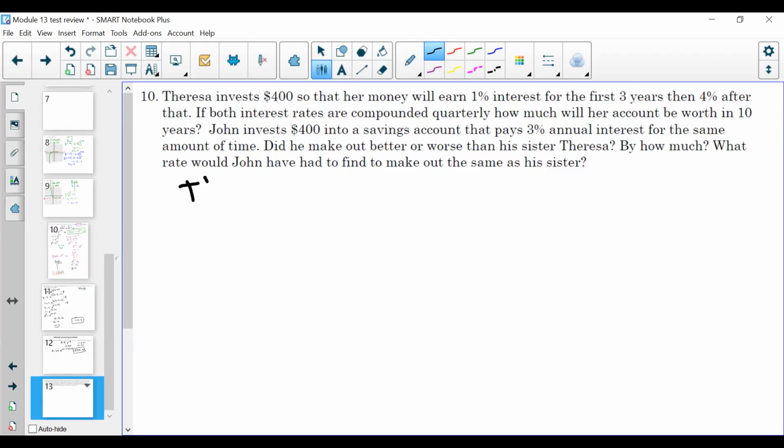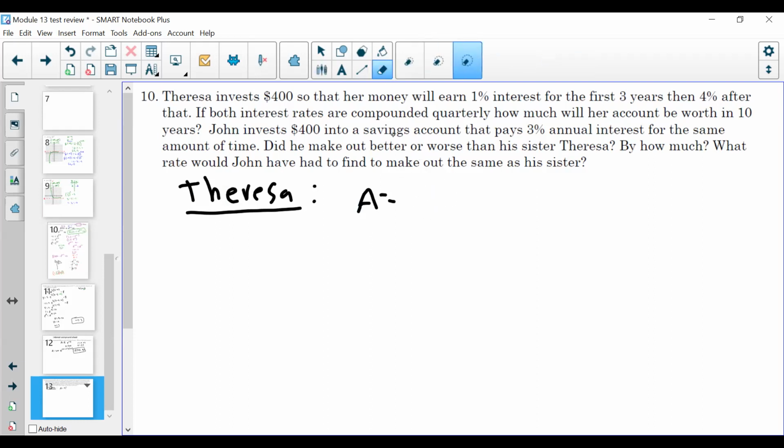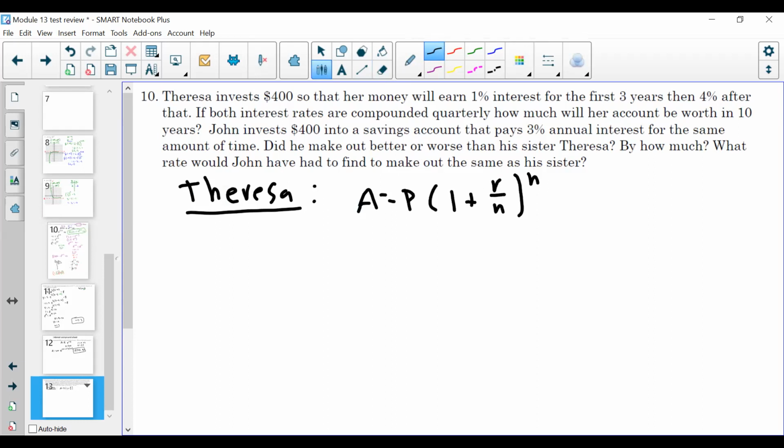So for Teresa, she's not compounding continuously, she's compounding quarterly. Quarterly means it's compounded once every 3 months, or 4 times a year. So she's using the compounding n times a year formula we gave you on the sheet. That's A equals P times 1 plus r over n, raised to the n times t.